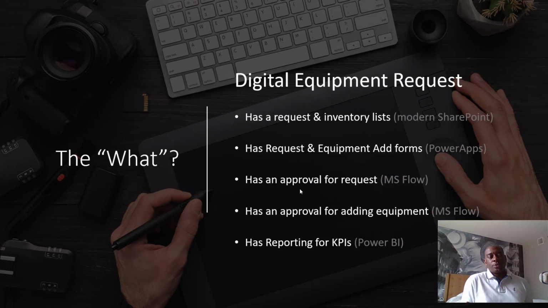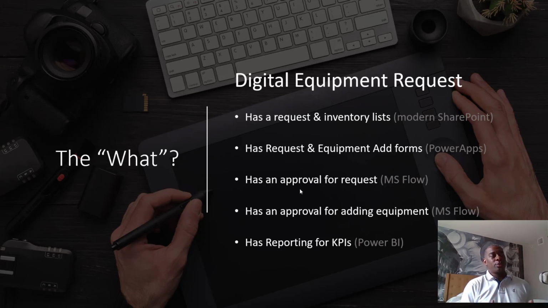Now, what is the digital equipment request process? Well, this is really your typical request for inventory or a product or a service. There's going to be a request list that's going to hold all these requests, and then there's going to be an inventory list that's going to have all the options or the equipment that's available for requests, right? So this is not going to be an open, oh, I want this chair from IKEA. You're going to have a set of predefined, approved four or five office chairs for a user to pick from.